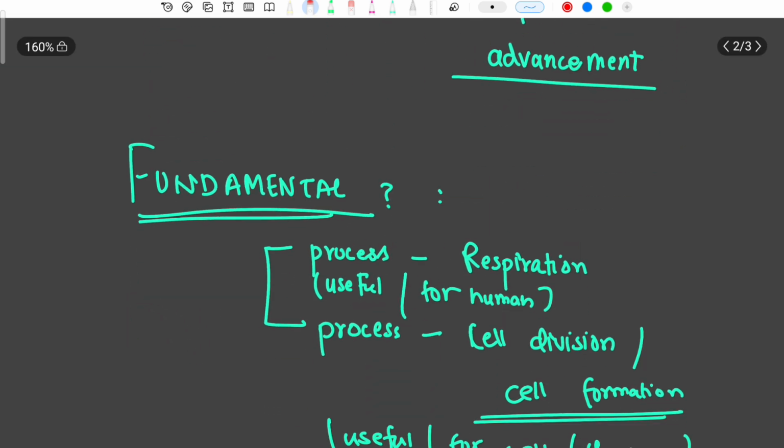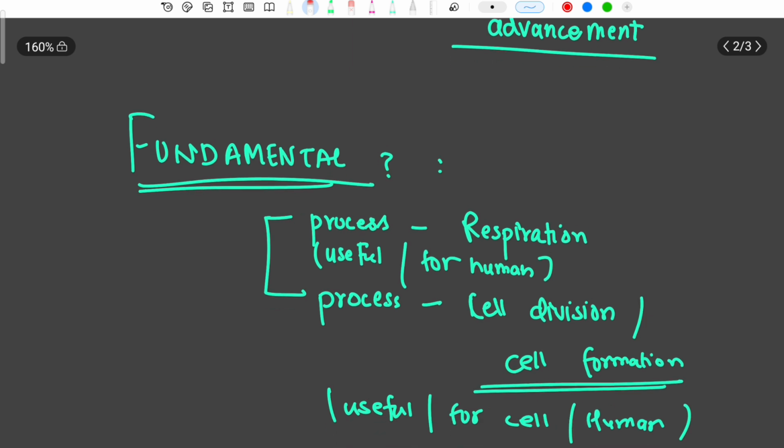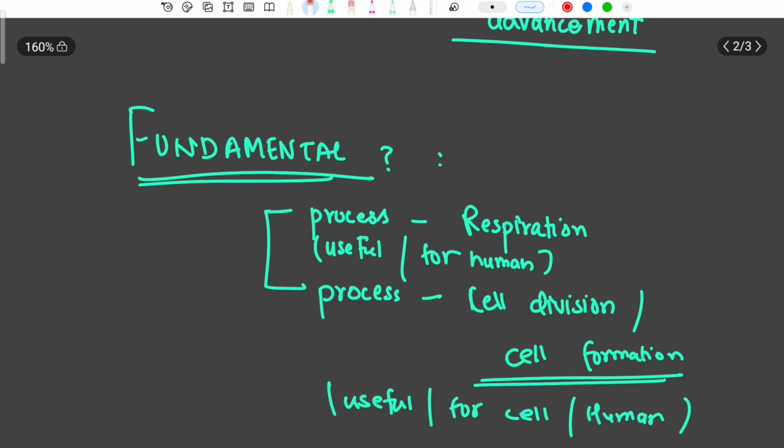Now why is it called the fundamental unit of life? Because it does all the processes. It has many processes, useful as well as non-useful. If I talk about the useful processes, most of the processes concerning the cell are useful.